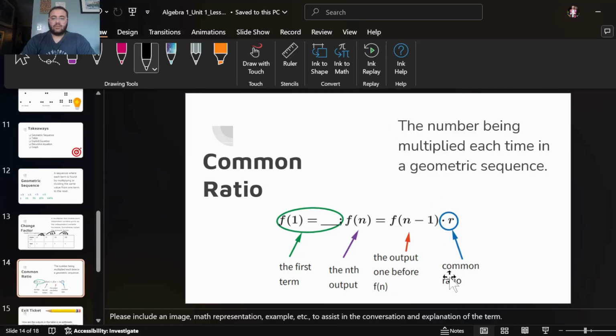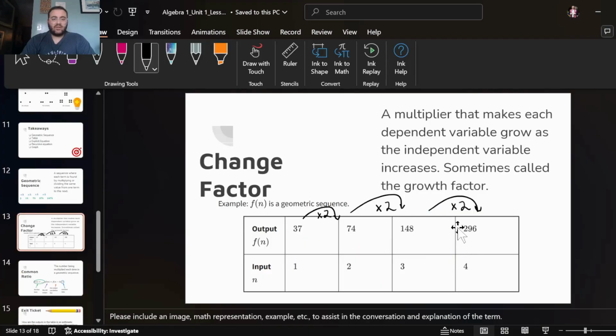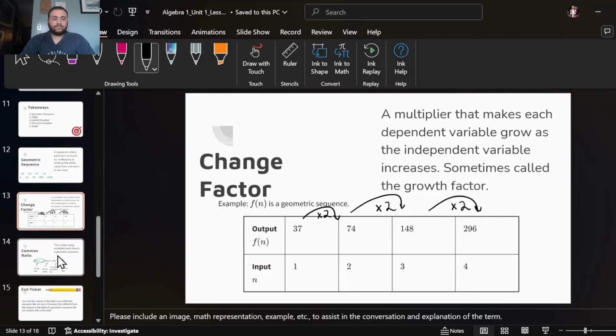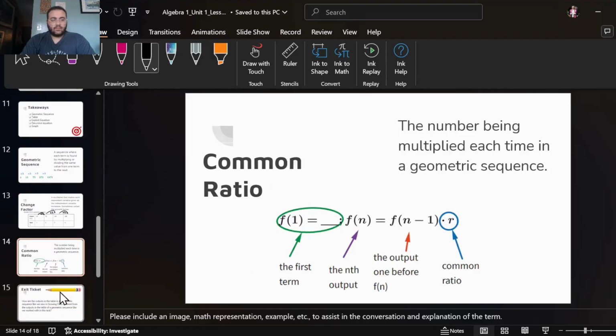A common ratio, which is synonymous with the word change factor, it's the same idea, right? It's that multiplying number. Here the common ratio is r. So in the previous example, our change factor was times 2. We are also going to begin to call it a common ratio.